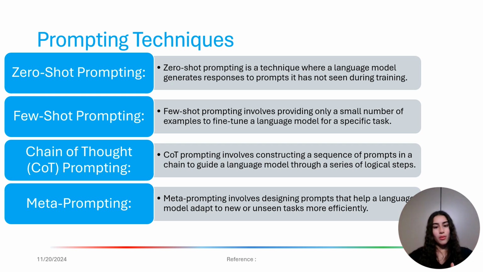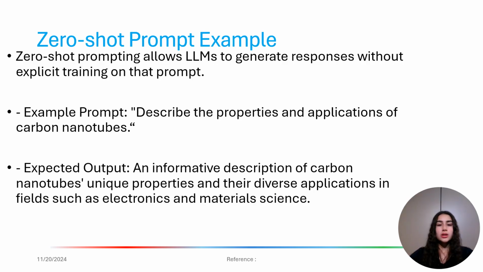This prompt specifically is kind of complex because it requires some capabilities like logical, common sense, and mathematical thinking, since you have to provide it steps. Lastly, there's meta prompting, which involves designing prompts that help language models adapt to new or even unseen tasks more efficiently. To go into further detail, here's a zero-shot prompt example.